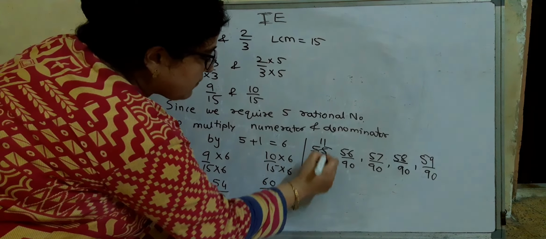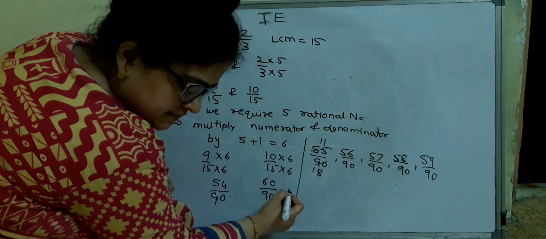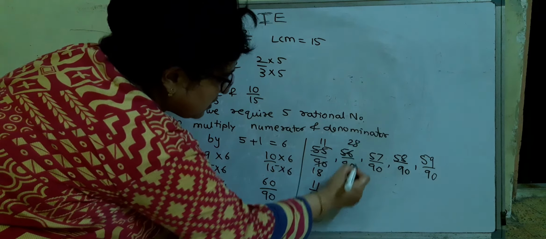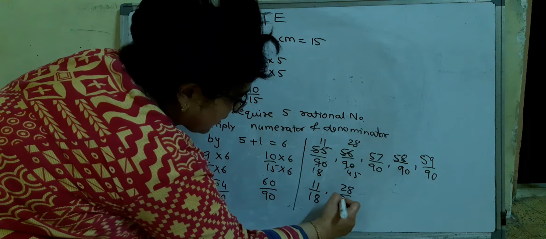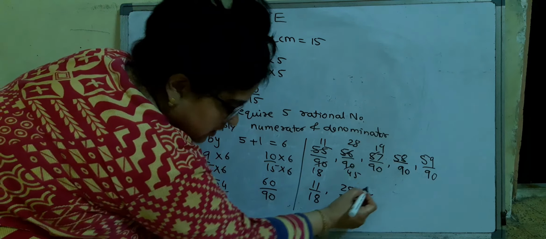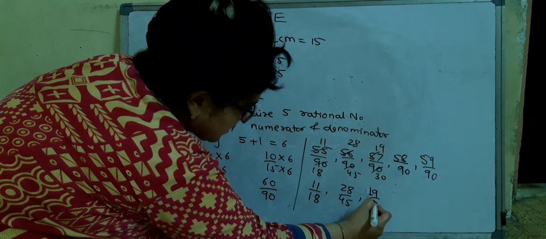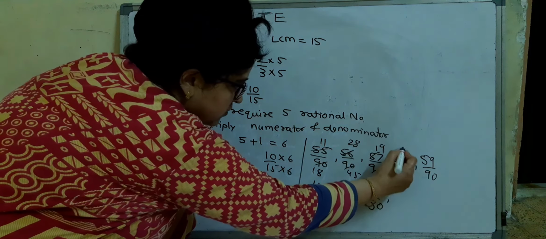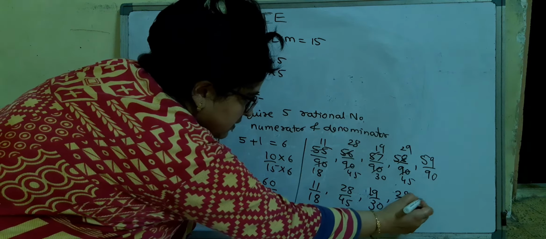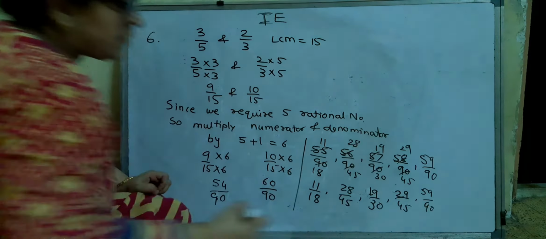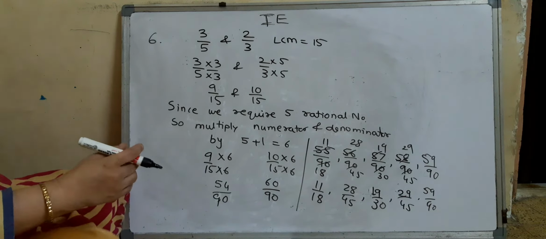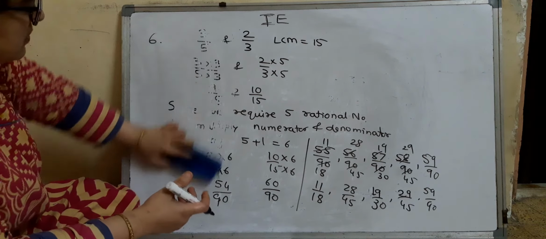Now cutting down: 11 5s are 55, 18 5s are 90, so the first answer is 11 upon 18. Here also 28 2s are 56, 45 2s are 90, so 28 upon 45. 57: 19 3s are 57, and 30 3s are 90, so 19 upon 30. Here also 29 2s are 58, 45 2s are 90, so 29 upon 45. Here 59 upon 90. So this is the answer. Right? Now the 6th question. Understood? All of you?